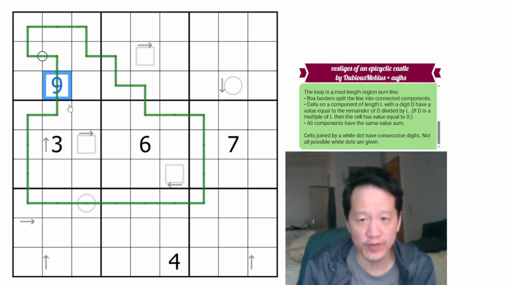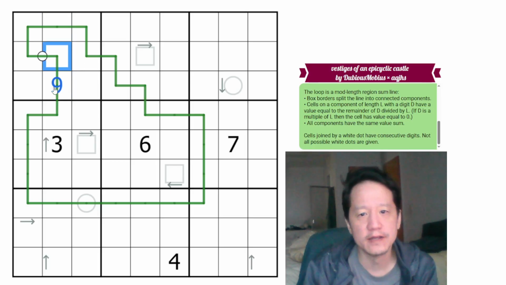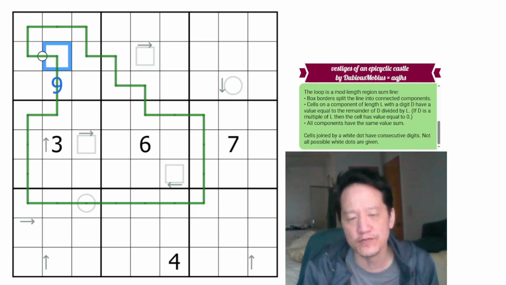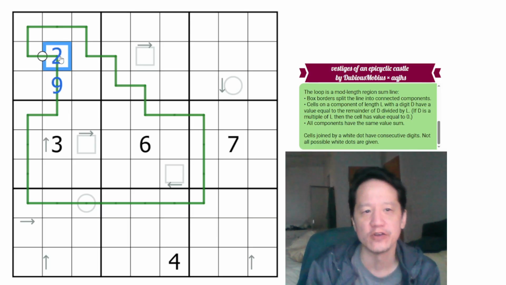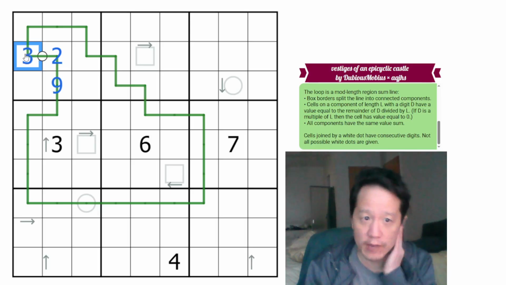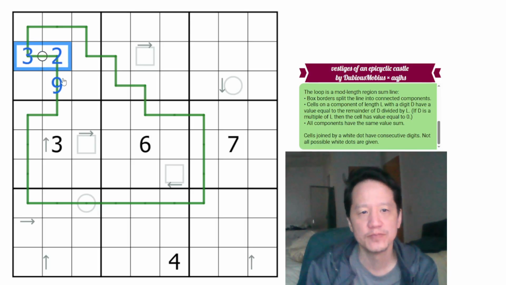If D is a multiple of L, then the cell has a value equal to 0. So again, if this is 9, since the length of the component is 7 here, the value of this cell would be 2. Similarly, if this were 2, this would also be a value of 2, because 2 mod 7 leaves a remainder of 2. If this were, say, a 3, that value would be 3 mod 7.